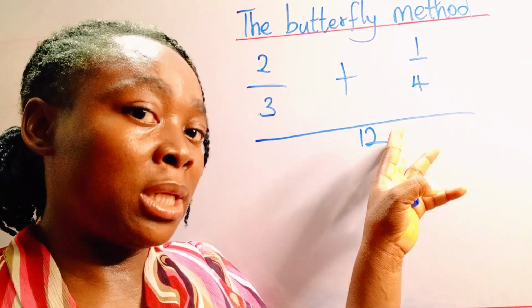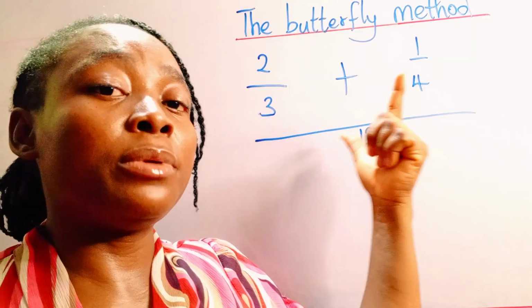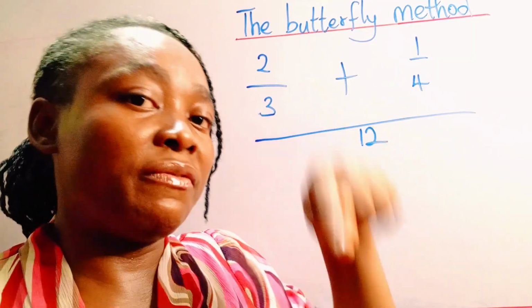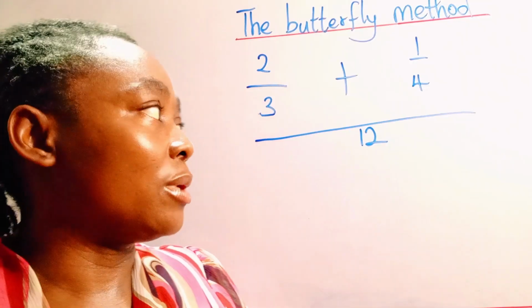Now let's continue. Now after getting that, we will use the denominators to divide this common denominator. After dividing with that, we will then multiply with numerators. So divide with denominators, multiply with numerators. That's that. Okay, let's go.